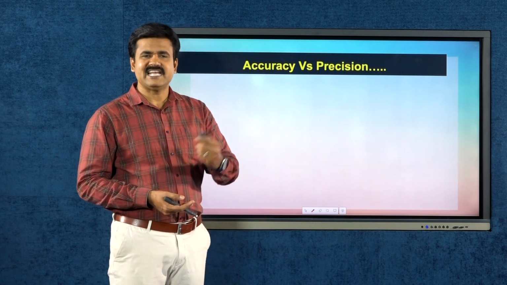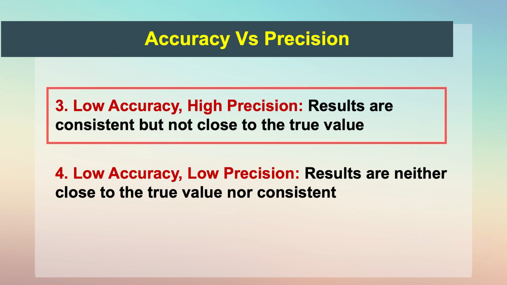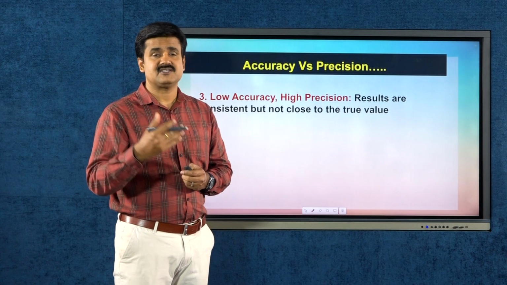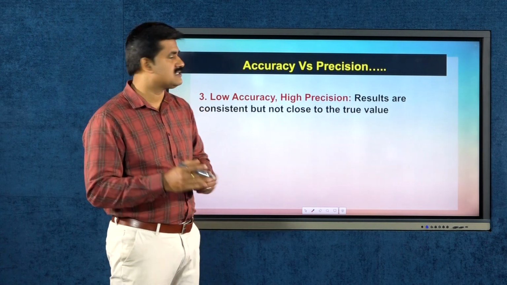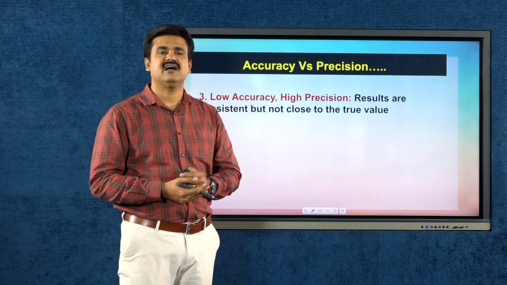Moving on to the next possibility, that is low accuracy and high precision. Results are consistent. You took a set of measurements. The values obtained are very close to each other, but they deviate largely from the true value. In such a situation, you can say that there is low accuracy and high precision.